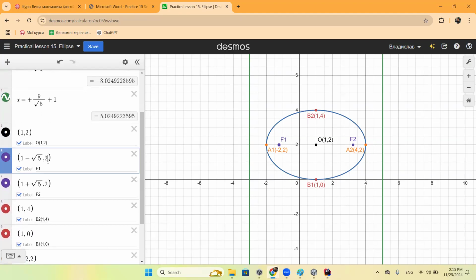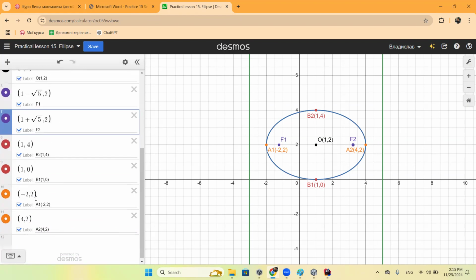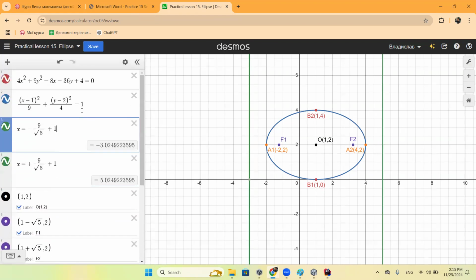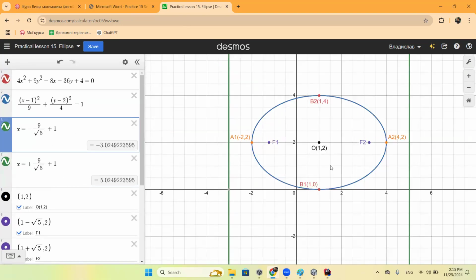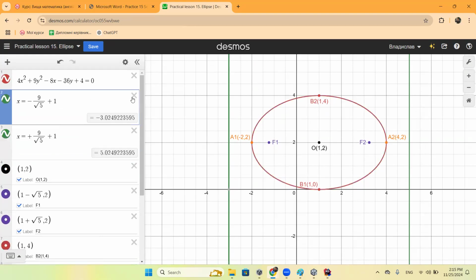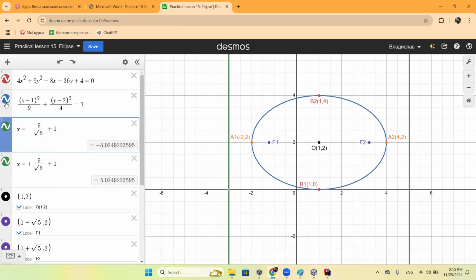So the foci F1 and F2: 1 minus square root of 5, 2, and 1 plus square root of 5, 2. So this is this. Then the directrices, analogically, this and this. And if I hide this graph, this equation is transformed to canonical form just to verify that everything is correct.